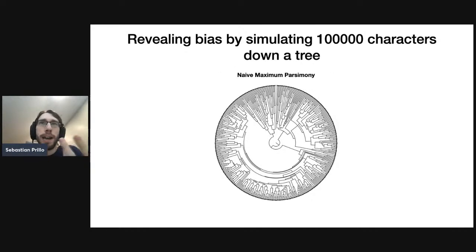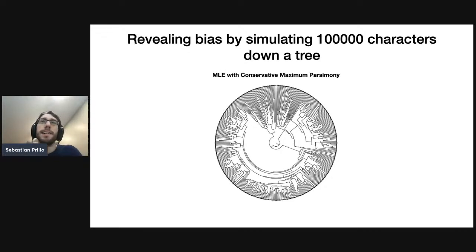And now I'm going to show you what happens if you use conservative maximum parsimony. So if you only impute the ancestral states that are supported across all most parsimonious reconstructions of this data, you get this. And if I now toggle with the ground truth tree, you're going to see that, again, it's basically recovered. So I think this is really cool. This is my favorite part of this work.